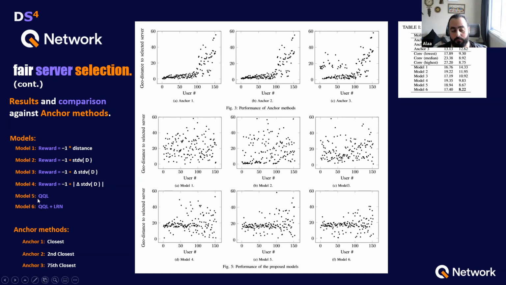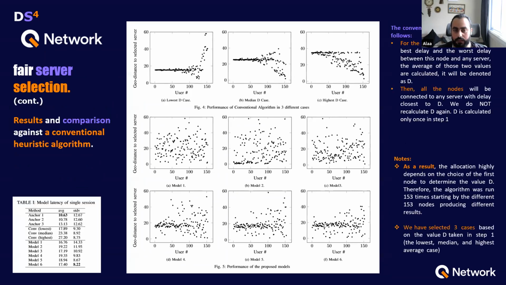Then model 5, which has the quadruple Q-learning, the four models ensembled, and then the same model with local response normalization, which brought the numbers down, and it also has the best results when it comes to standard deviation. It should be mentioned that the average here was also preserved, and the conditions of the game were also consistent. I think the condition was around 50 to 75 milliseconds, so the matching did not happen if it was above the threshold. We also compared it against conventional algorithms and heuristics.